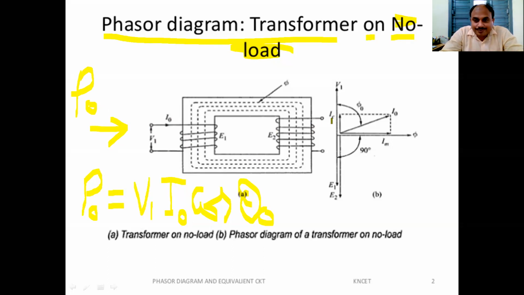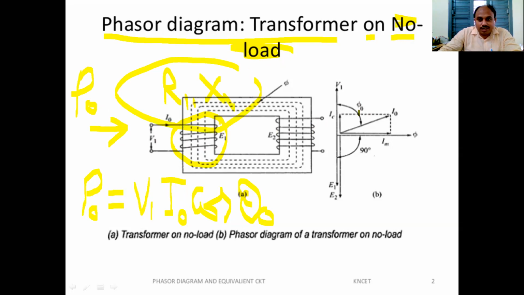Next, E1 and E2 are the induced EMFs in the transformer. Further, the primary coil has some resistance and some reactance, R1 and X1. So it is inductive in nature, and in inductive nature the current lags the voltage by some angle. If it is a pure inductive load, meaning resistance equal to 0, the current lags the voltage by 90 degrees.